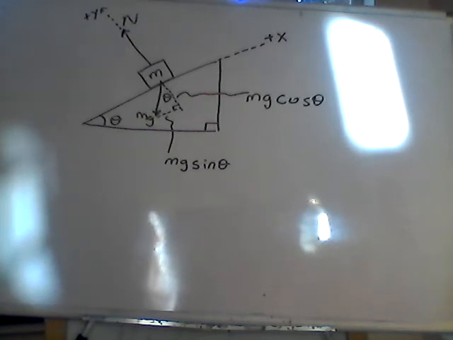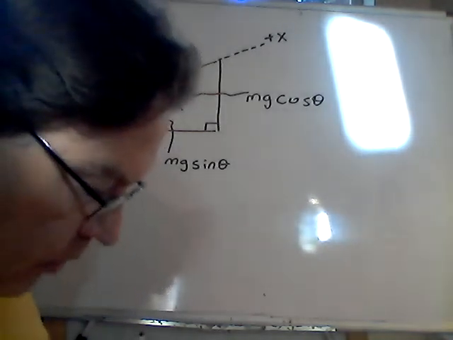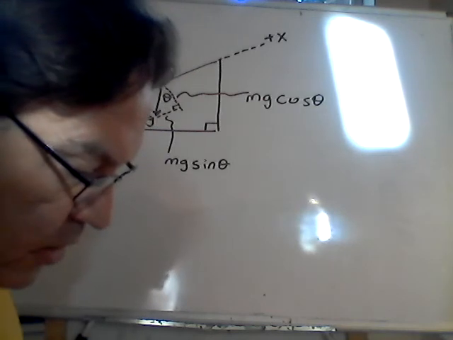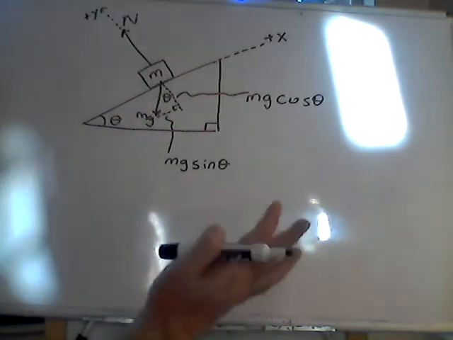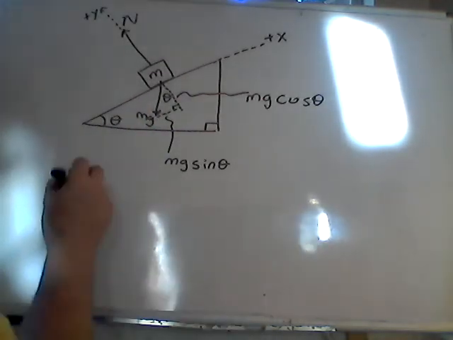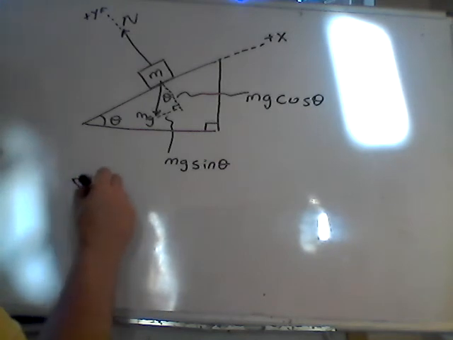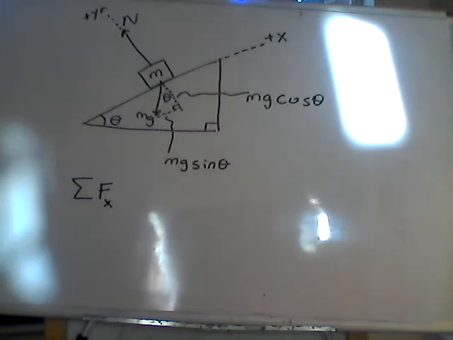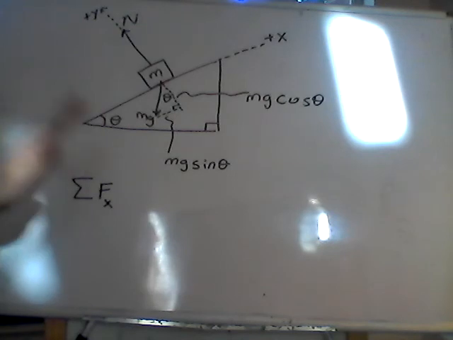Okay, so what do I want now? Now that I've got my new coordinate system, I want to know what the acceleration is if friction is negligible. Well, I'll apply Newton's laws just like I did before. So the sum of all forces in the x direction, my rotated x. What forces are in that direction? Again, I don't care about friction right now, so it doesn't matter.